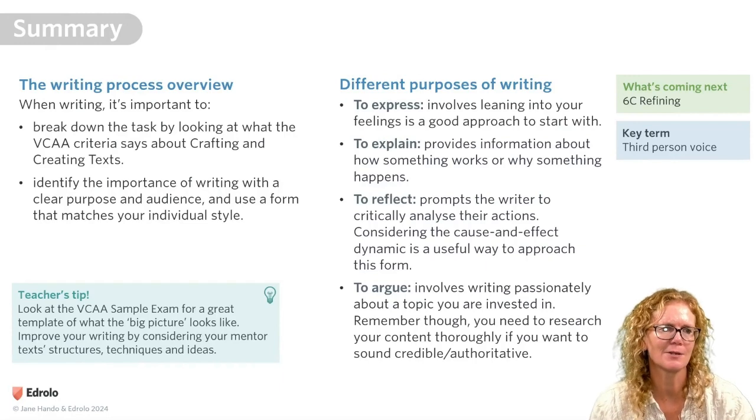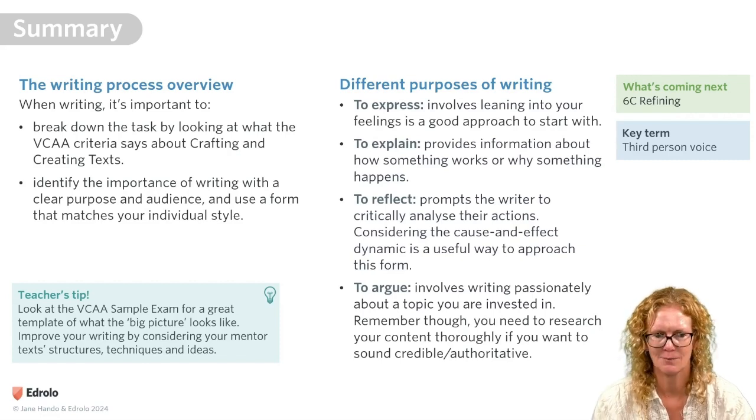So in summary, the writing process overview. When writing, it is important to break down the task by looking at what the VCAA criteria says about crafting and creating text. Identify the importance of writing with a clear purpose and audience, and use a form that matches your individual style. So there are 4 different purposes for writing, and you can use any combination of these.